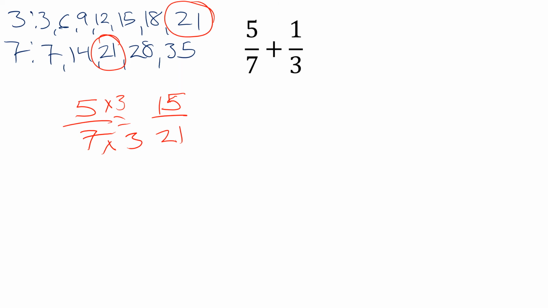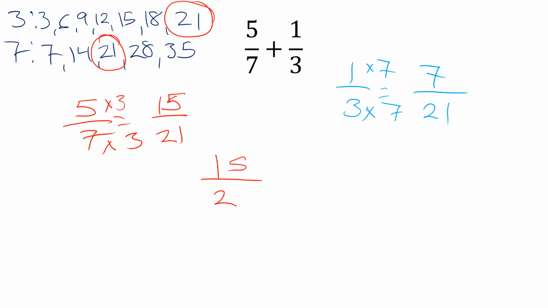How about 1/3? 1/3, and we want an equivalent fraction with a denominator of 21. Well, we'll multiply this whole thing top and bottom by 7. 3 times 7 is 21. 1 times 7 is 7. So now we can rewrite our problem with our two equivalent fractions. So 15 over 21 for 5/7 plus 7 over 21 for our 1/3. And then go ahead and add.